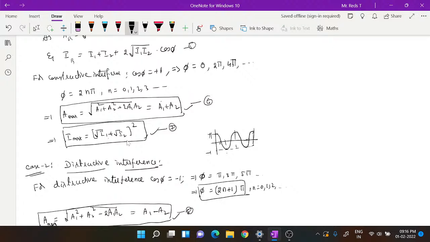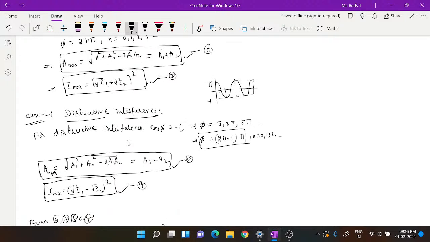So if you take cos phi as minus 1, you will get the minimum amplitude equal to square root of a1 square plus a2 square minus 2a1a2. Actually, plus 2a1a2 into minus 1 gives minus 2a1a2. Since it is in the form of a square plus b square minus 2ab, you can write it as a minus b whole square. So the square and root get cancelled, and you get a1 minus a2. That will be the minimum value of amplitude.